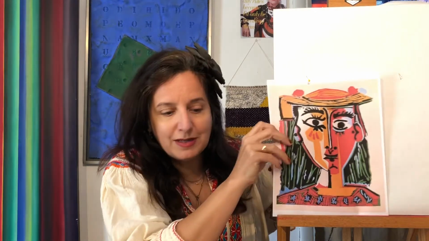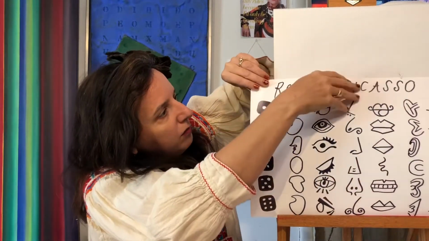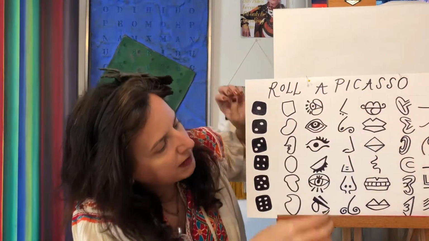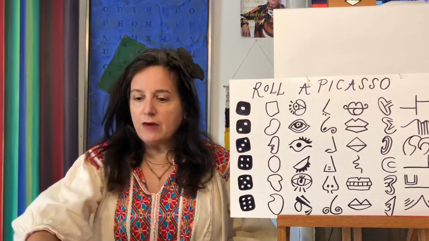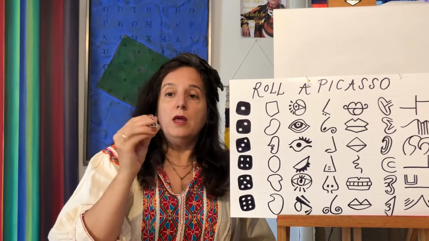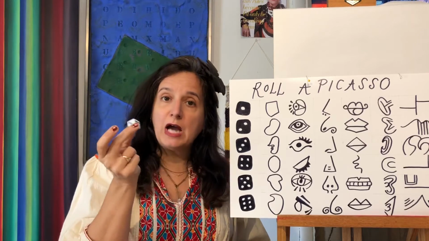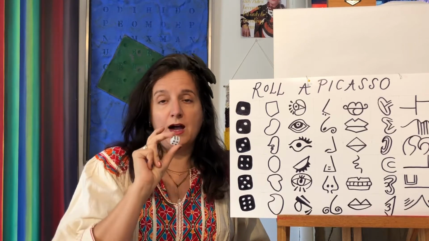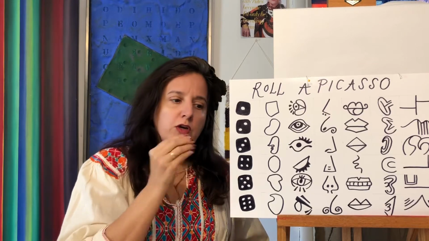So what we're going to do today is play a game called Roll a Picasso. Hoping we can do this. Yes, we can. We can roll a Picasso. That's what we're doing. So everybody at home, just get a single die. It's a pair of dice, and when it's just one, it's called a die. I love that. Get a single die, and you're going to roll.